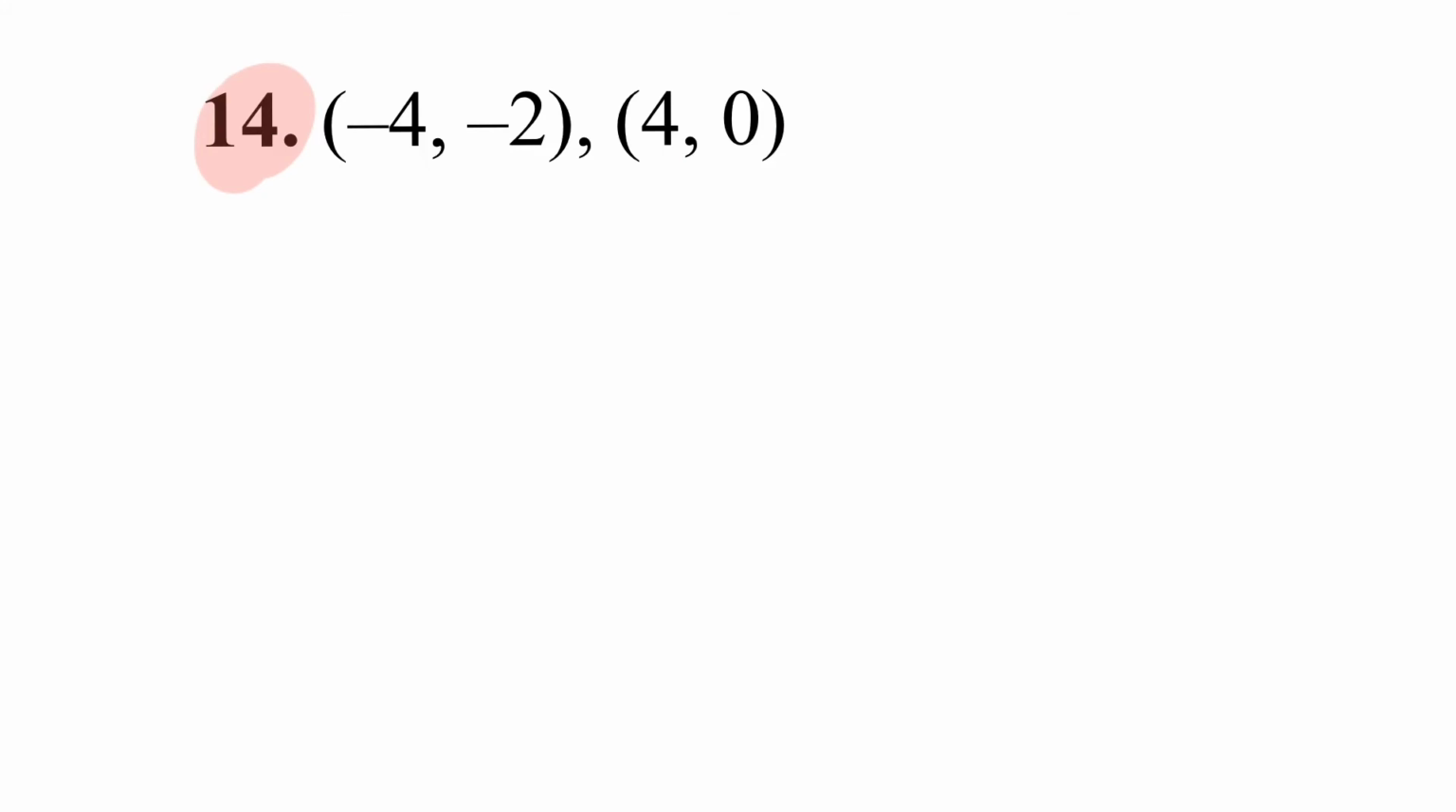Now number 14 is different because they don't give us the graph, but they do give us 2 points that are on the line, and we can actually find the slope of that line. We need the slope formula, and the slope formula is m equals y2 minus y1 over x2 minus x1. I'm going to label my 2 points. My first point is going to be x1, y1. My second point is going to be x2, y2.